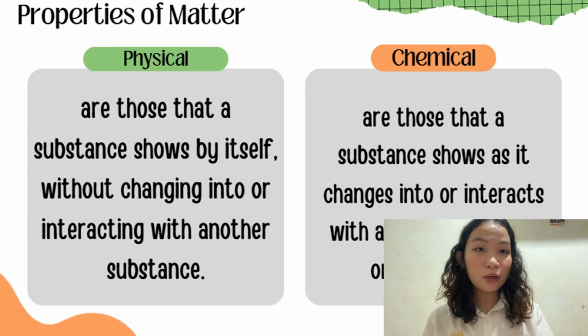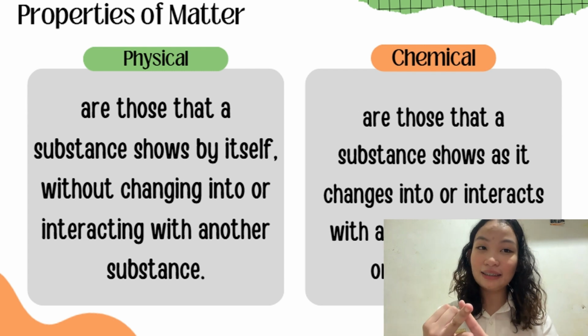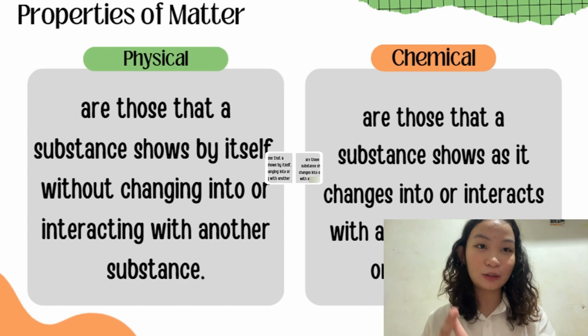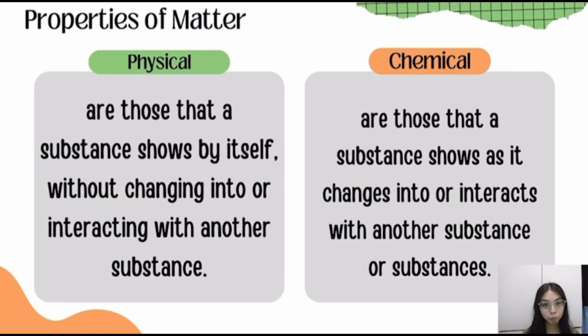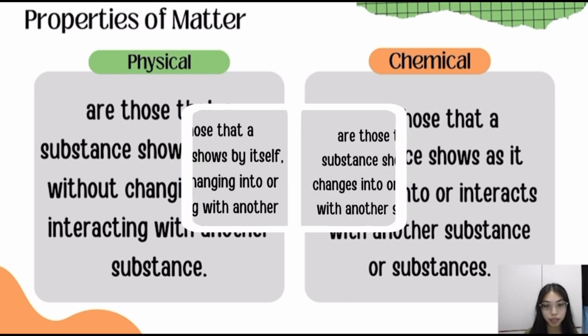A physical property is something that you can see or measure about matter without changing what it is. Examples are color, size, shape, and texture. Chemical properties are those that a substance shows as it changes into or interacts with another substance or substances. These properties are only observed during a chemical reaction and result in the formation of new substances.